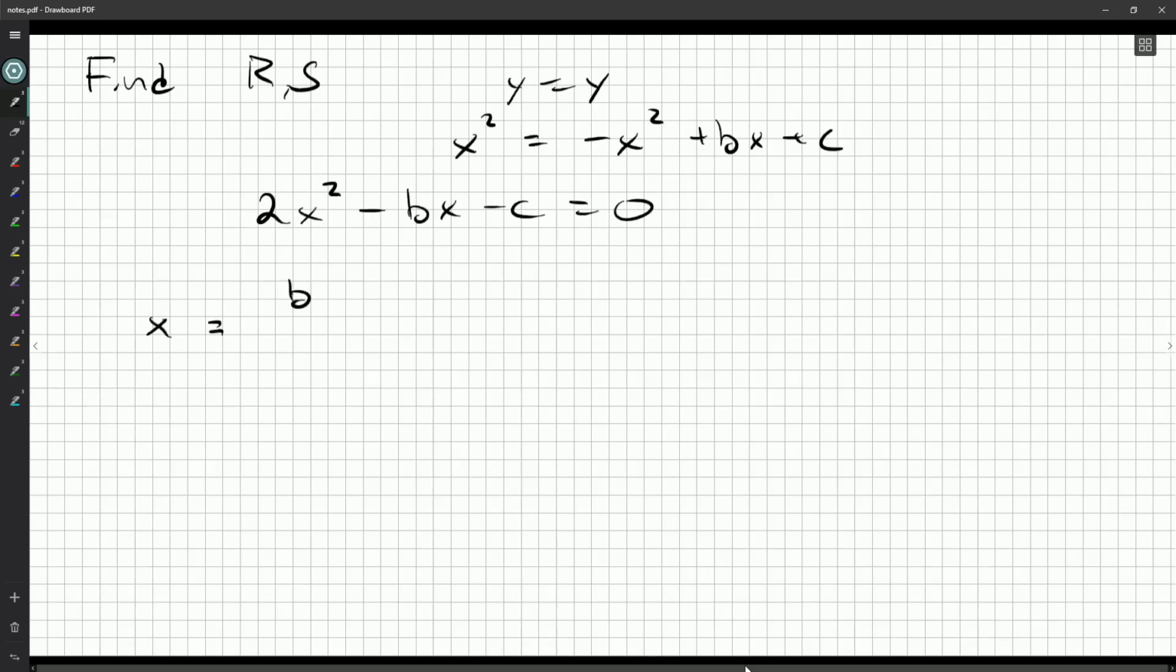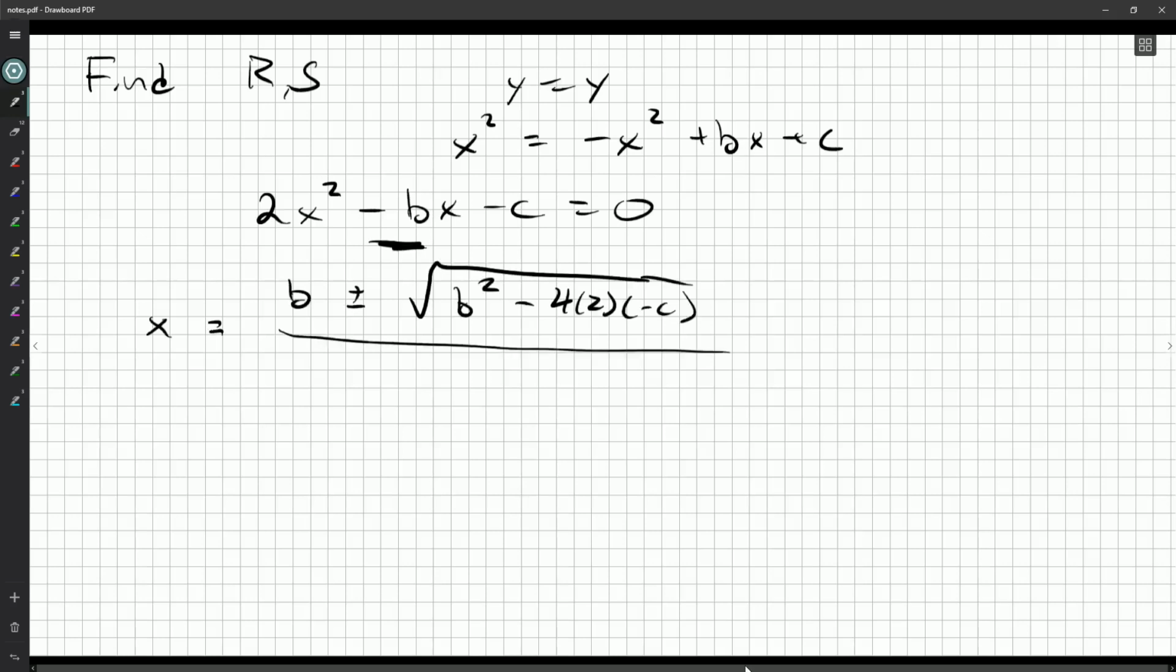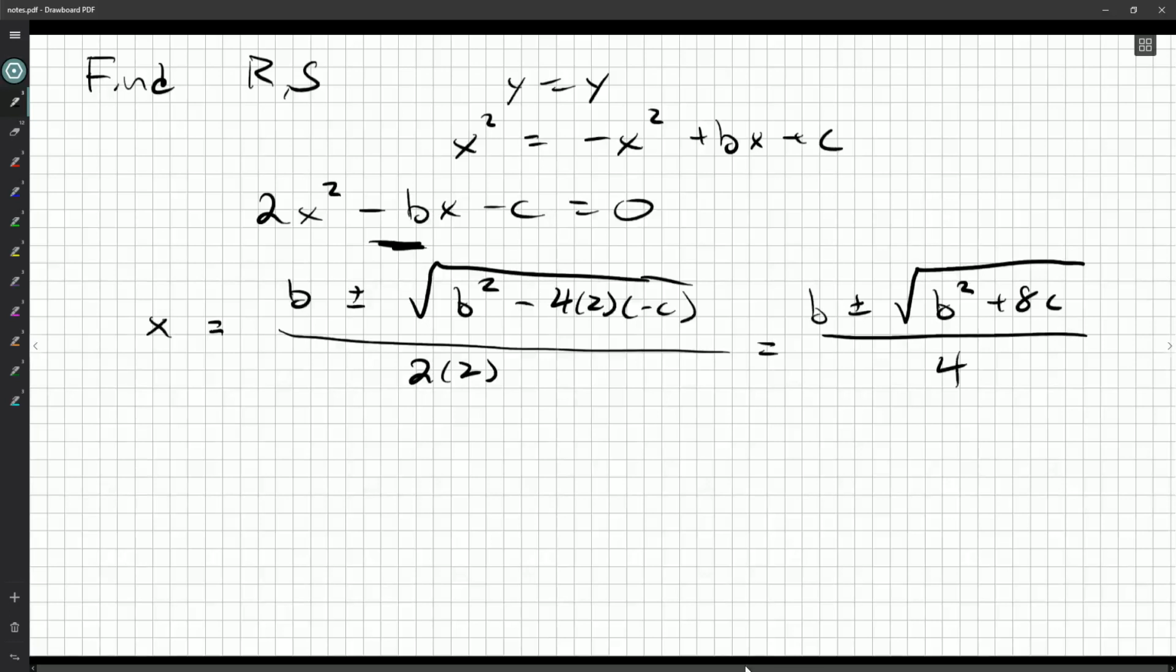So negative b, which is just b because we already have a negative b, plus or minus square root b squared minus 4ac, all over 2a. So this will be b plus or minus square root of b squared. The minuses will cancel out, and so we'll say plus 8c, all over 4. Okay. That's not the nicest expression, but it's not terrible, I guess.